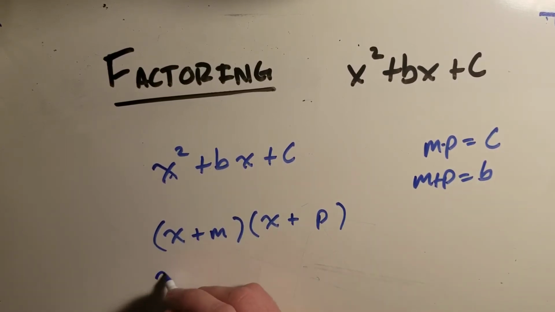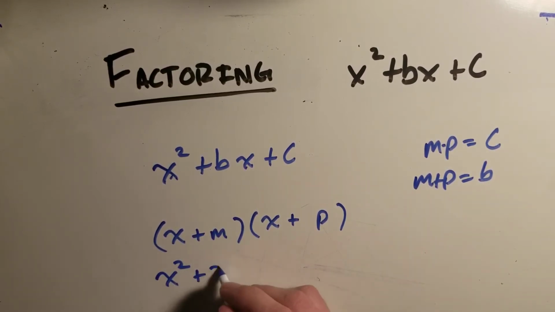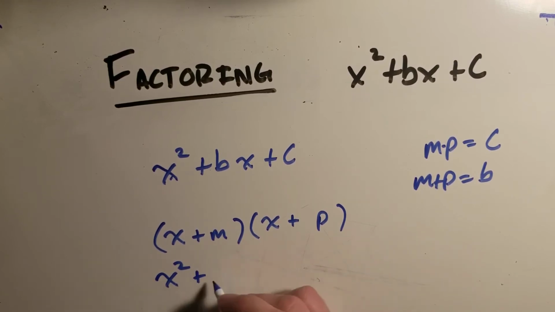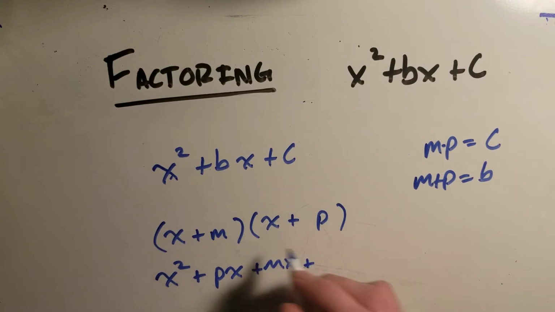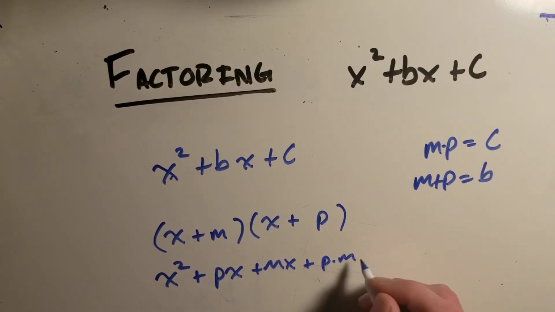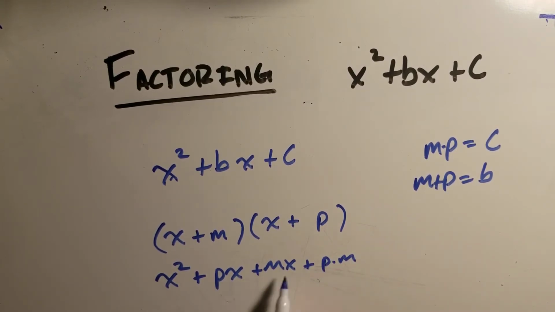Because when we FOIL this, x squared plus, I'll write it like this, plus px plus mx plus, well, p times m. So you're going to end up adding and combining those two terms together to get your b. So the p plus the m is going to have to equal the b.